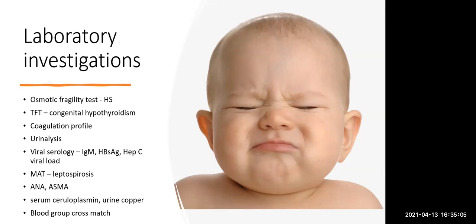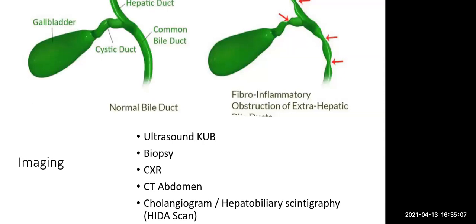Okay, next slide. So imaging that we can do is ultrasound kidney, ureter, bladder to look for any evidence of hepatosplenomegaly, features of CLD, which is ascites, and we can also look for any dilatation of the bile duct, any deformity of the duct in biliary atresia.